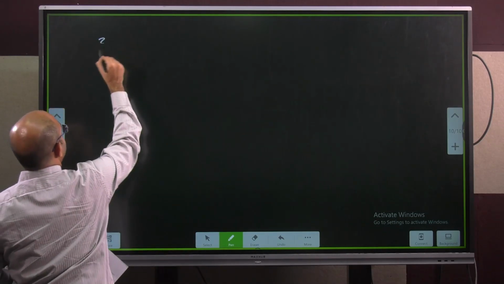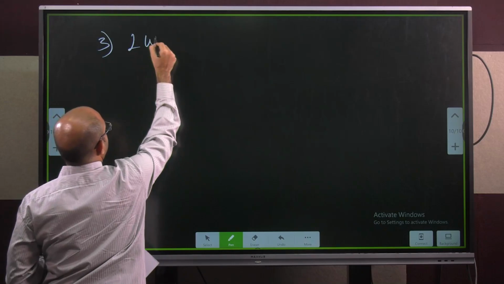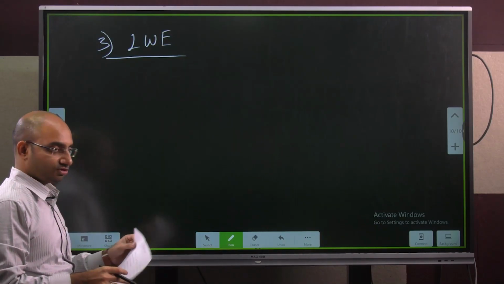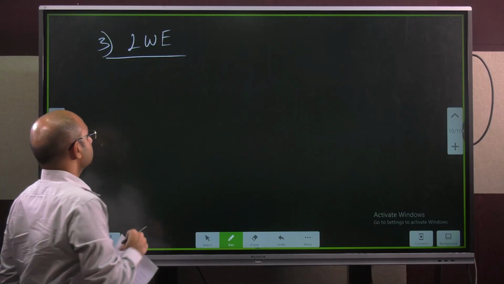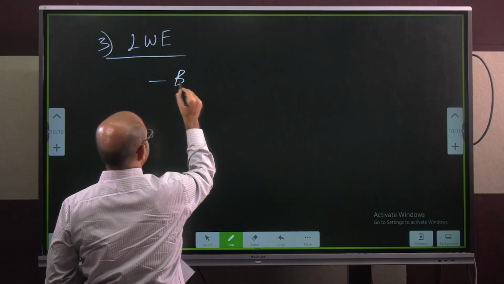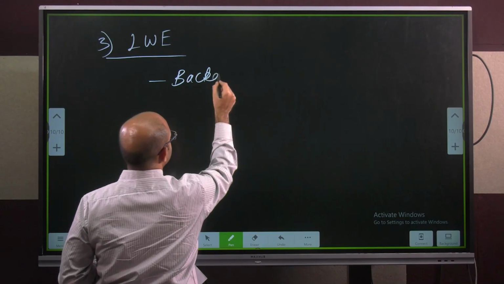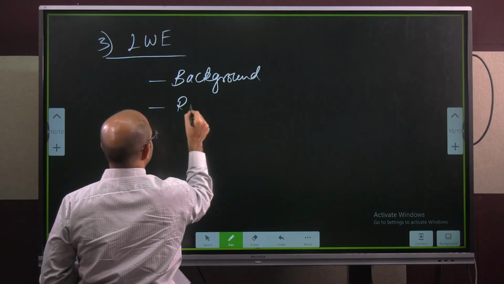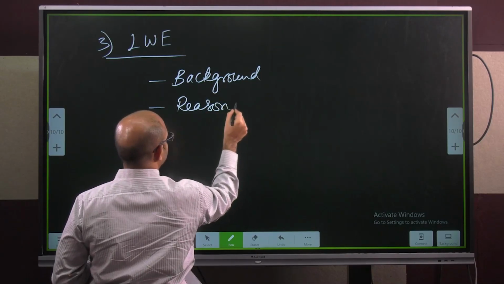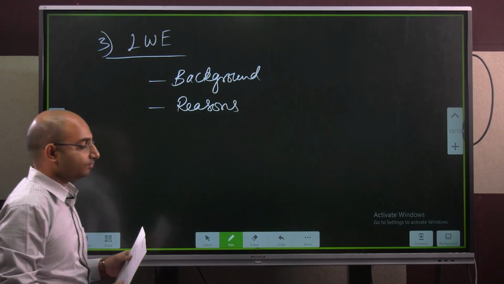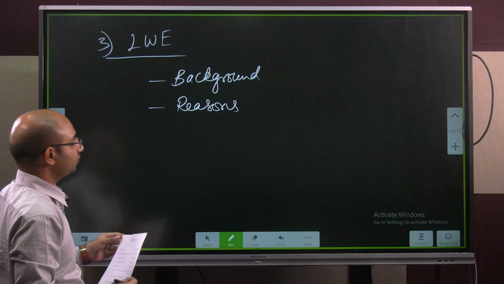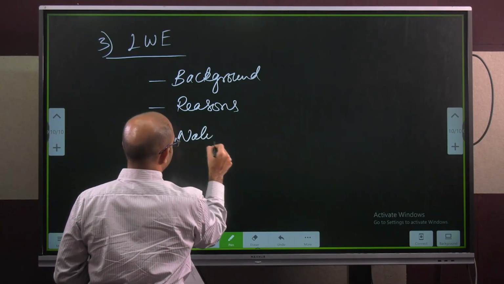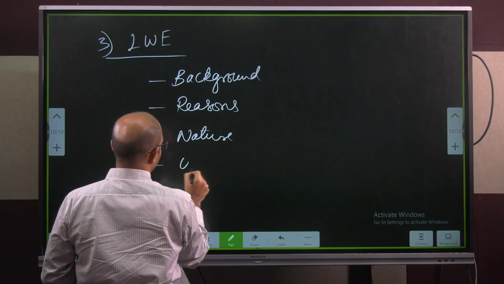Next, third, left-wing extremism and tribals. Again, for this, give a brief background of what left-wing extremism is. Most of you are not discussing reasons well. What I found is that the discussion on reasons is very, very poor. So discuss the background, and then discuss the reasons for left-wing extremism, its nature, and finally the way forward.